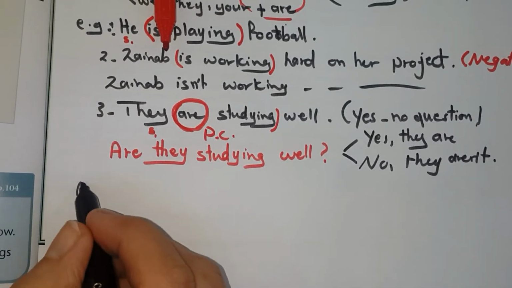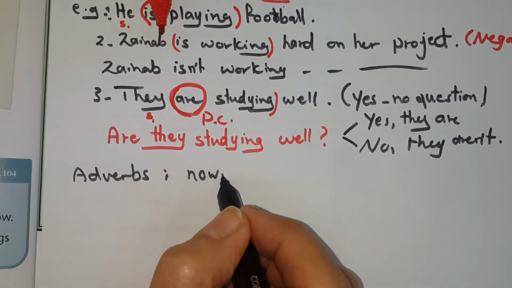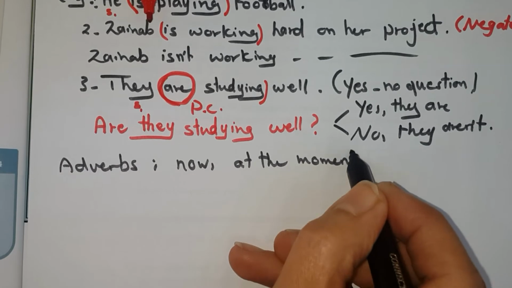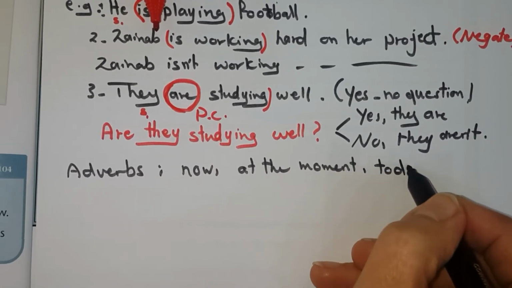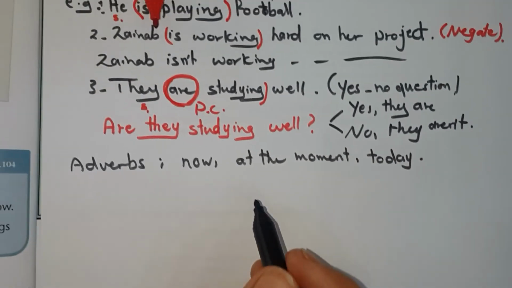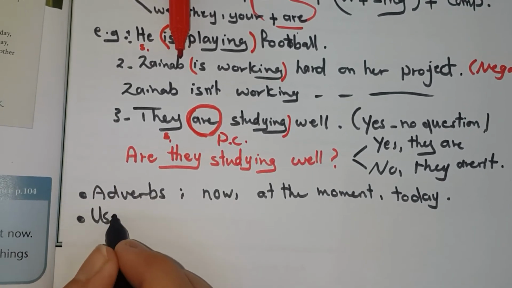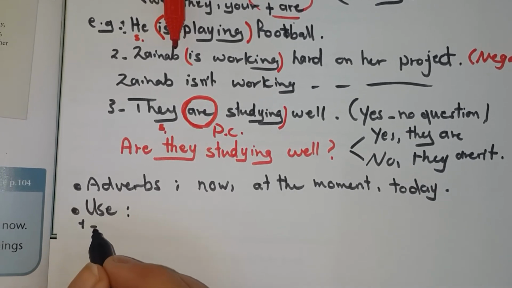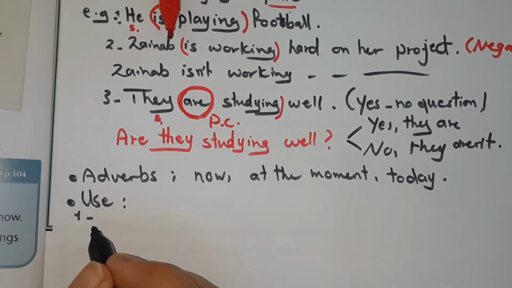What about the adverbs of time that we use with this tense? They are now, at the moment, or today, and in some contexts, recently. Okay? These are the adverbs. We use the present continuous to talk about, number one, things that are happening while or at the moment you are speaking.